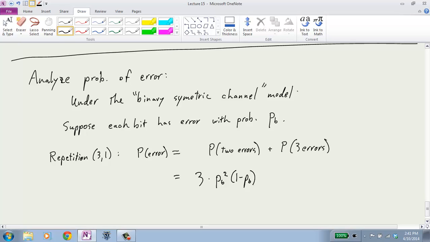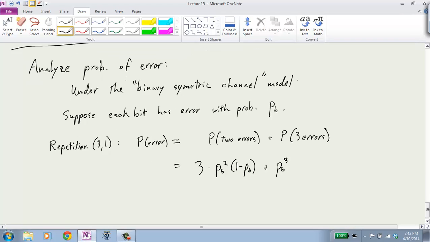Now, then we would look at another error sequence, like error, no error, error, and we'd multiply and we'd see we get the same number. So that's where the 3 comes from. The 3 different ways of getting 2 errors. Plus, and then there's only one way to get 3 errors, and there we get PB cubed. Okay, so there's the probability of error over a block for the repetition code.